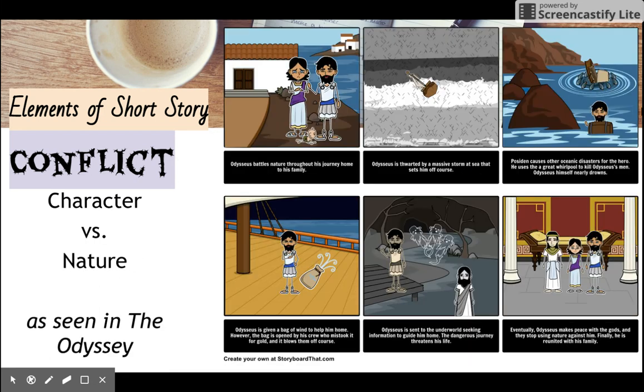Next, we look at character versus nature, as seen in Homer's The Odyssey. So this is where nature and the natural world gets in the way. So Odysseus just wants to return home to his family, but alas, there's storms, there's different islands, and different trials and tribulations that have to do with nature and the natural world.